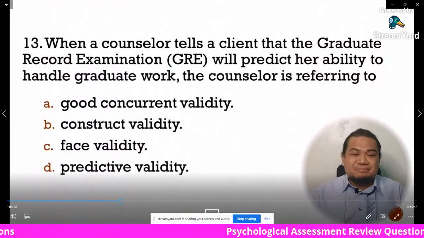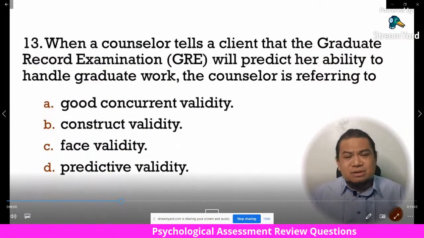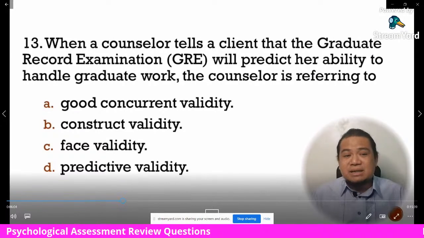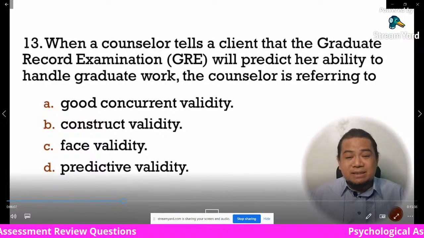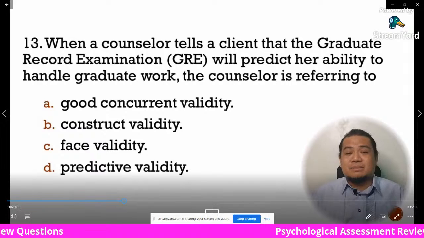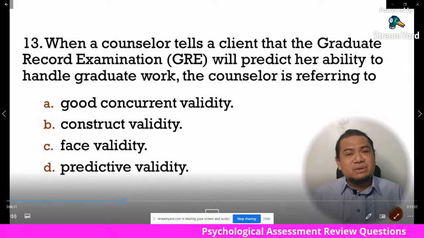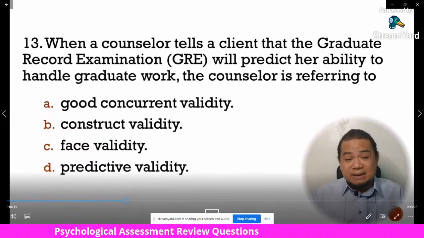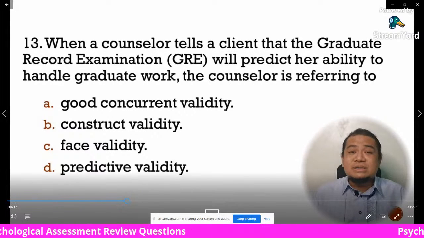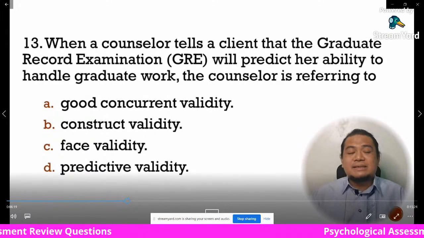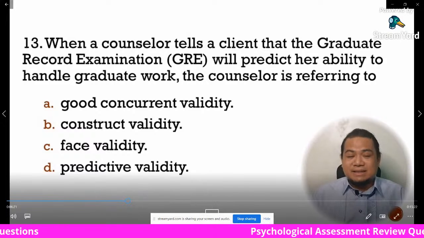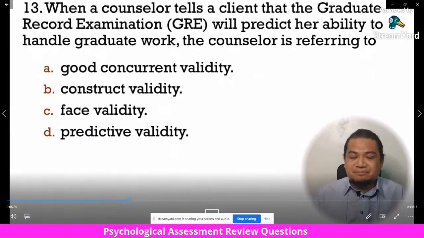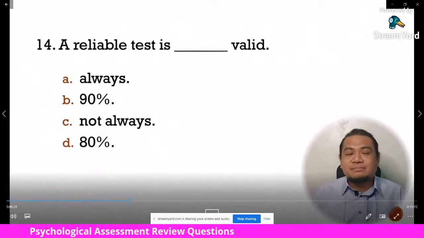Number 13. When a counselor tells a client that the Graduate Record Examination or GRE will predict her ability to handle graduate work, the counselor is referring to, is it A, good concurrent validity, B, construct validity, C, face validity, or D, predictive validity.